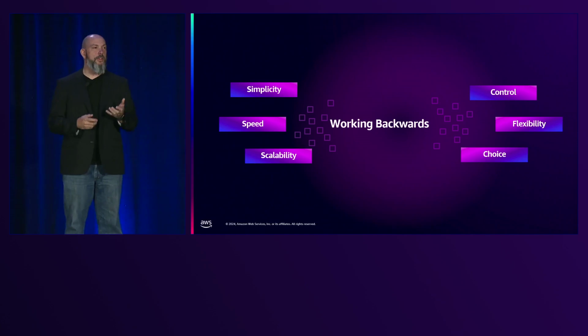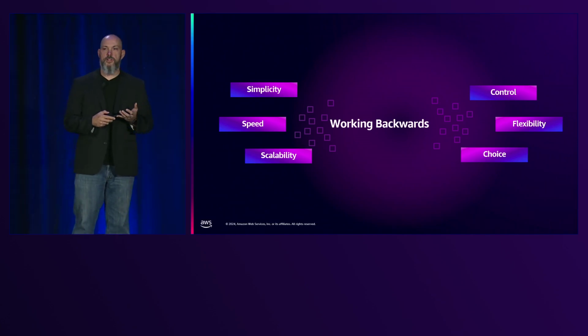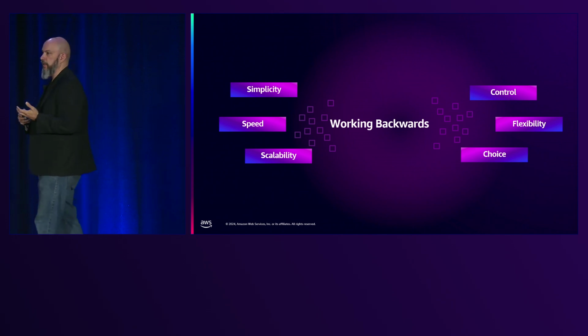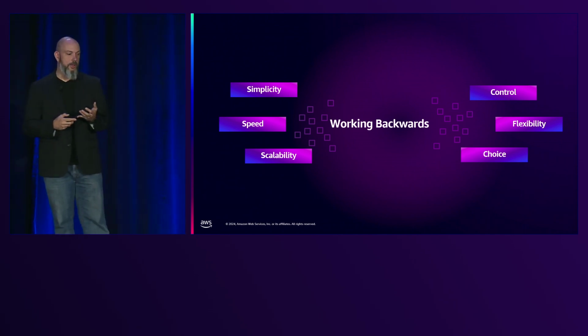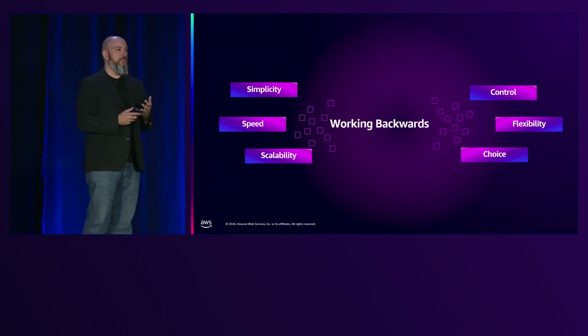We heard, hey, the things I really love about VMware Cloud on AWS is it was simple. It was very simple to operate. I could click a few buttons and I could have an environment up and running extremely quickly. Speed was the other one.